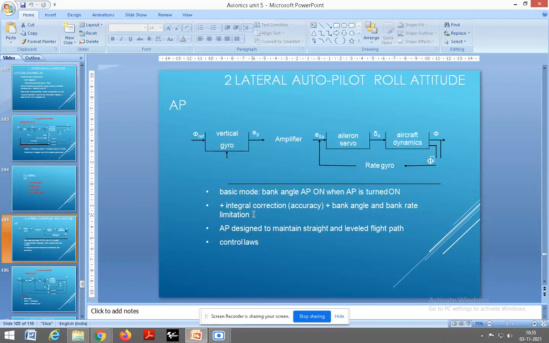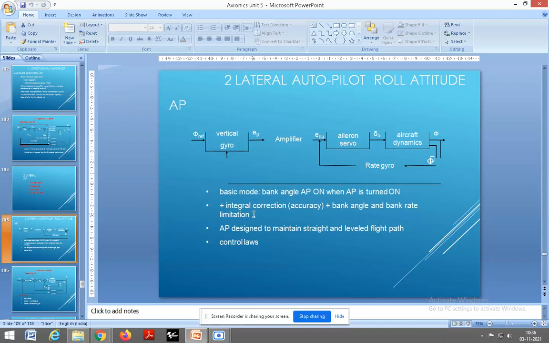The basic mode used in the lateral autopilot system is bank angle. Bank angle will be kept on when you are operating the lateral autopilot system. You keep the bank angle on mode, and only then will it work in the lateral autopilot mode. Then integral correction, bank angle, bank rate limitation. These are the three parameters included in the lateral autopilot system.